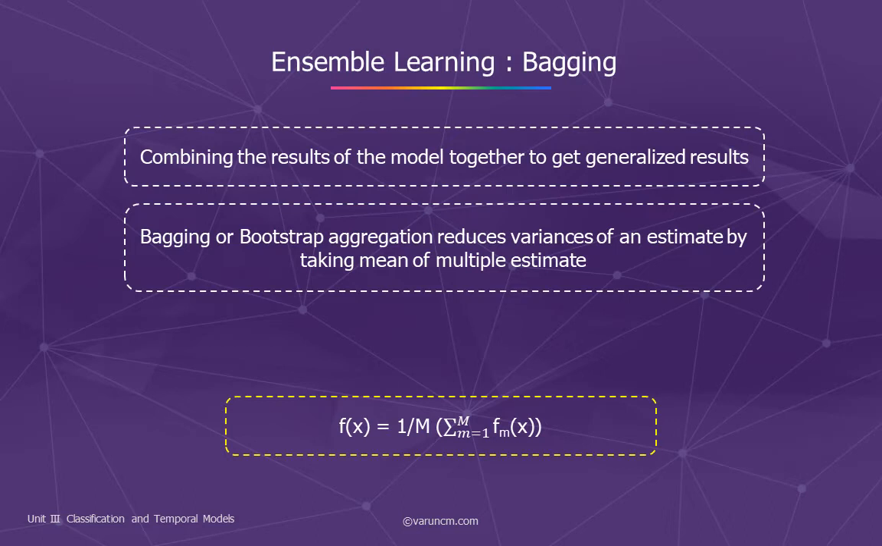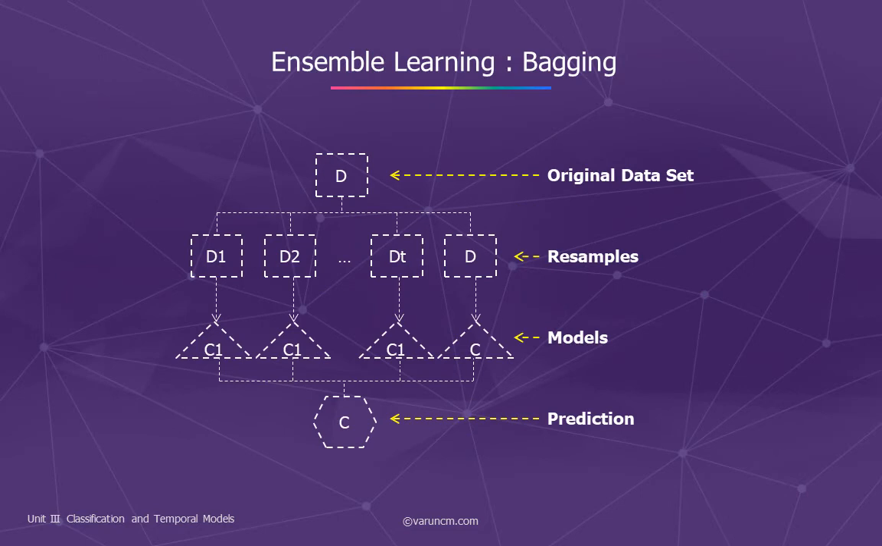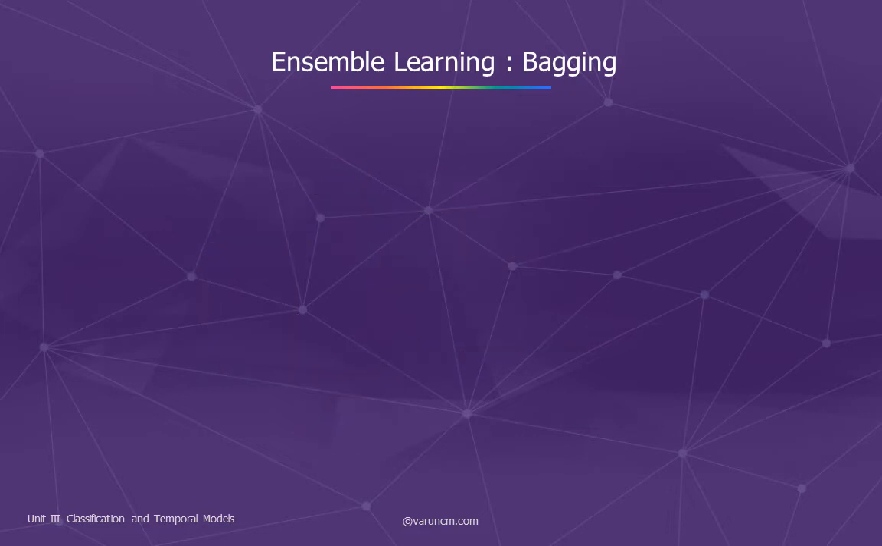So let us look into an example through which you can see the different steps by which bagging is performed. Here first you have the original data set, then you make the samples, then you get some models, and from those you get the final output. So these are the different steps carried out for completing this bagging process. Let's see them one by one.